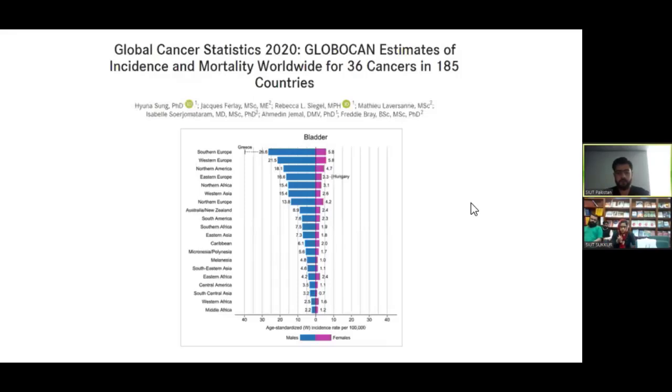Here we can see the global distribution of this disease. Men are way more likely to suffer from bladder cancers. The blue bar in every country is very big as compared to the pink bar, which represents women. The incidence rates are very high in Western Europe, and they fall as we progress into other regions such as Asia and Africa.